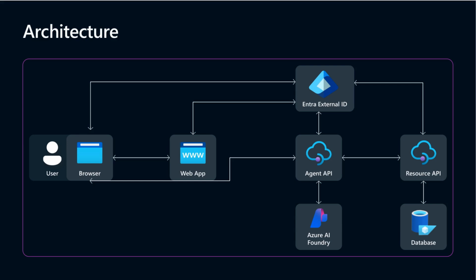The session laid out the demo architecture clearly. Users sign into the web app via Entra External ID, which handles authentication and directs secure tokens to the app. The AI Agent API acts as the brain, orchestrating calls to the resource API that manages the actual data, products, carts, and checkout. This separation ensures robust security, scalability, and data protection.